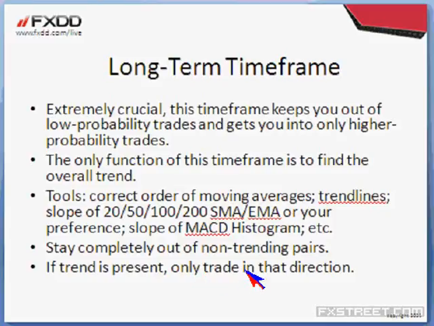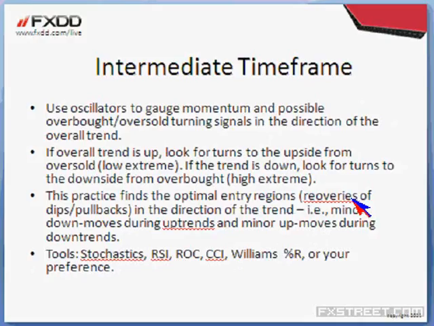Now, if there is a trend present, you decide only to trade in that direction, and at that point, whether it's an uptrend or a downtrend, you go to the intermediate time frame. What do we do on the intermediate time frame? If there's a trend present on the long-term time frame, on the intermediate time frame we use oscillators. A lot of people may say oscillators don't work, they're just ineffective, and they lag the market. All of that's true. I don't use oscillators to get into trades.